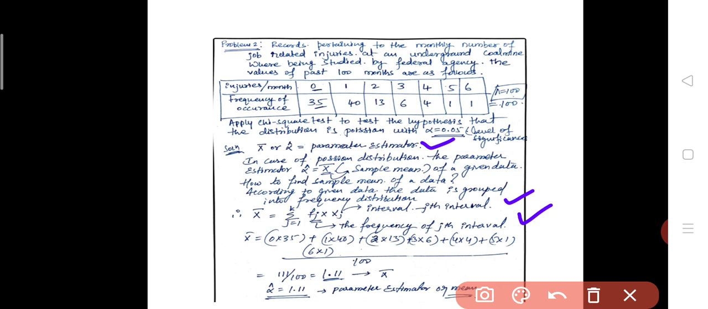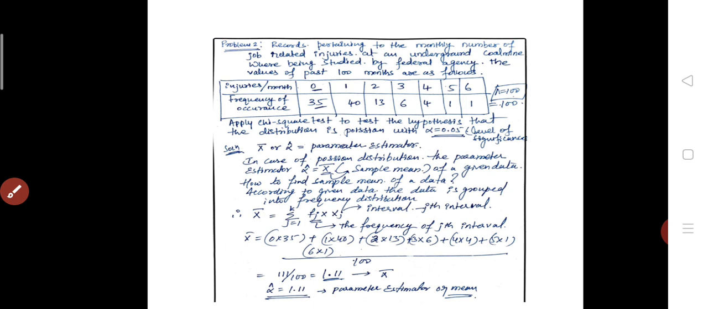Here fj indicates 35, 40, 13, 6, 4, 1, 1, and xj is the injuries per month. After substituting all the values in this equation, we get the value of x bar, the sample mean, that is 1.11. According to the parameter estimator, in the case of the Poisson distribution, alpha cap equals x bar. Therefore, the alpha cap value is 1.11.